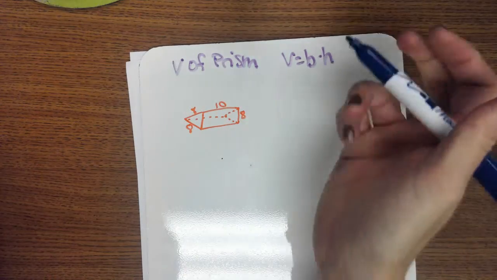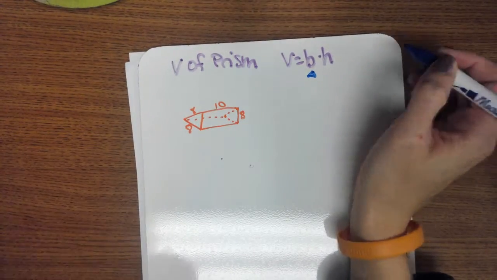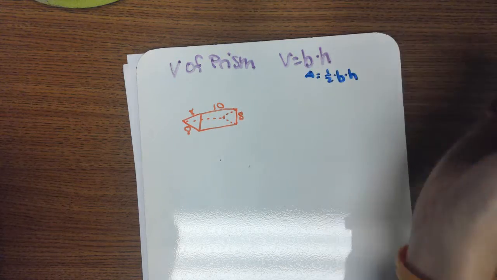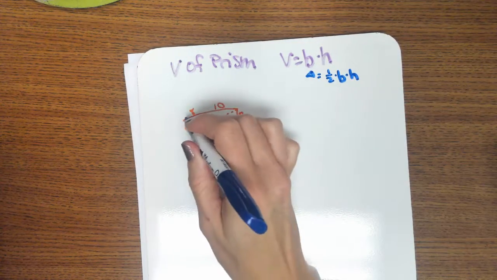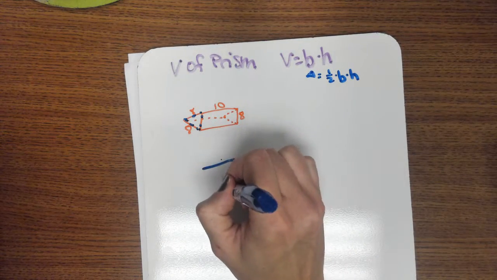Okay, so I have another prism. This time my base is a triangle. So if I'm going to find the triangle base, I know the area of that is 1/2 base times height. So I'm going to pull that triangle. Let's see if we can make it in blue. I'm going to pull that out separately.